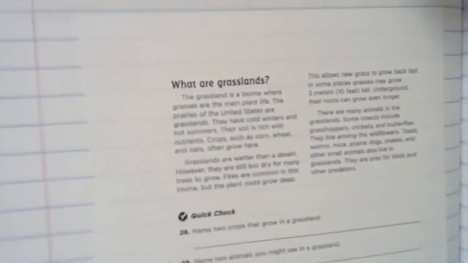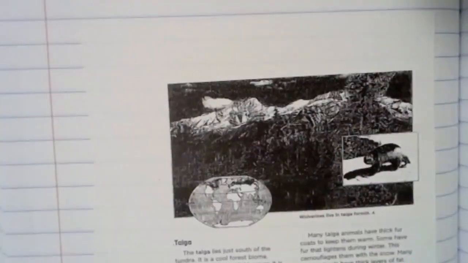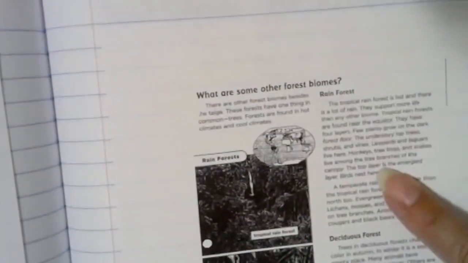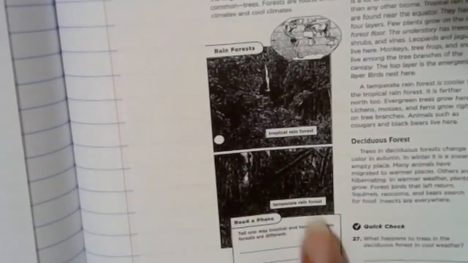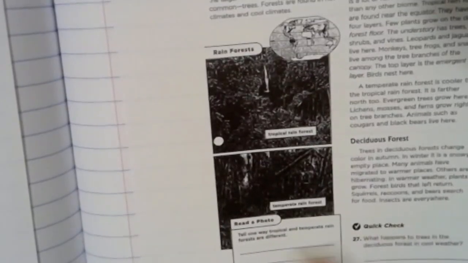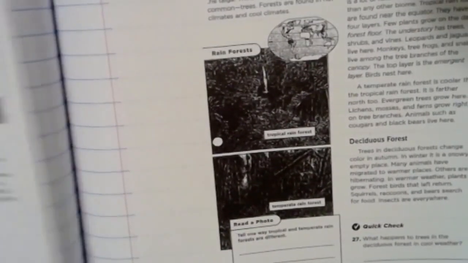So one of the things you're going to need to do after this video is go back and read about the biomes and answer the questions that follow. All of the answers are found in the reading. So every single page you'll need to read and then answer the questions that are there. This is still a question. This is a question. Even if it doesn't have a number by it, it's still a question.